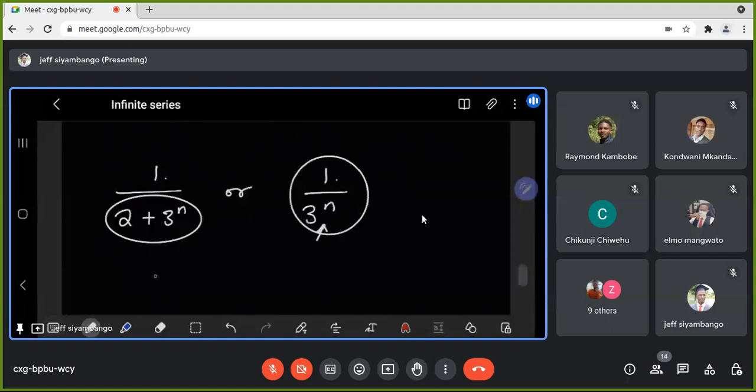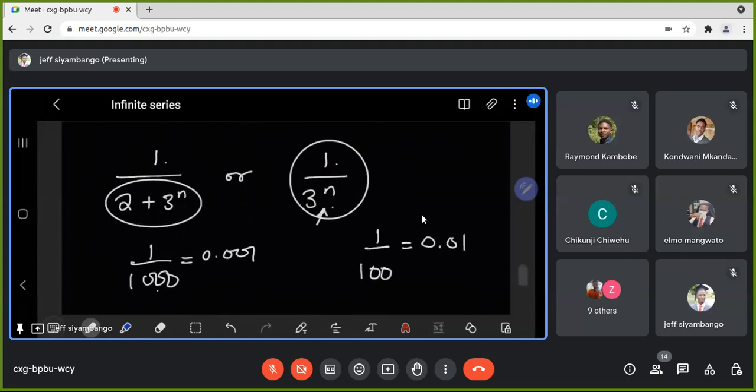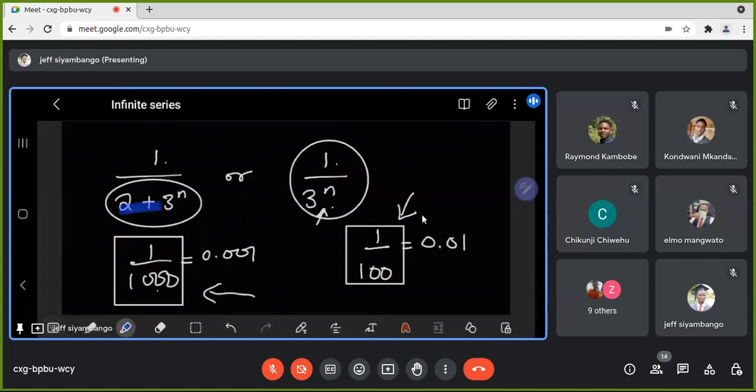What do I mean? If this was 1 over 1,000, you'd get 0.001. But if this was smaller, let's say over 100, clearly this one would give you 0.01. So if you compared which one is bigger between 1 over 1,000 and 1 over 100, clearly 1 over 100 is bigger than 1 over 1,000. So this 2 plus 3 to the power n will be bigger than 3 to the power n.